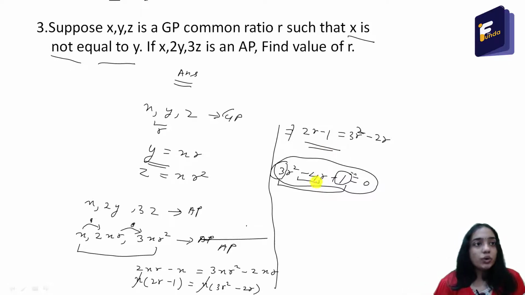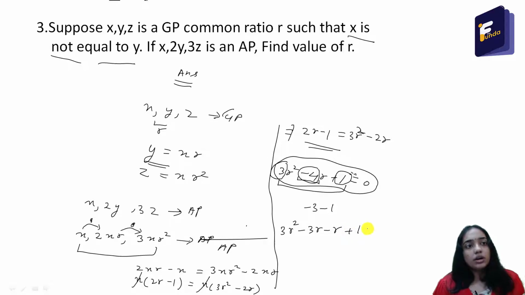Now we are going to write that minus 4 as minus 3 and minus 1. So 3R square minus 4R we will write as 3R square minus 3R minus R plus 1 equal to 0. This is the simple way of solving a quadratic equation.